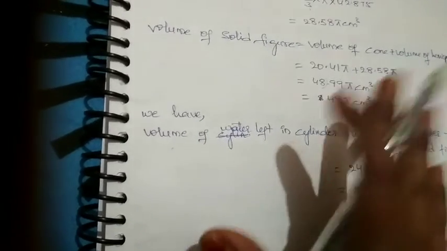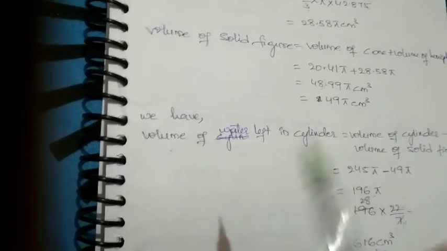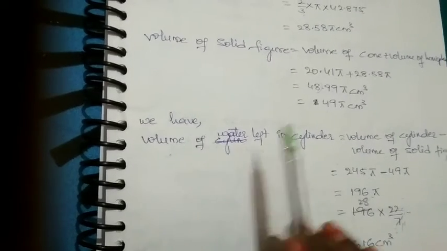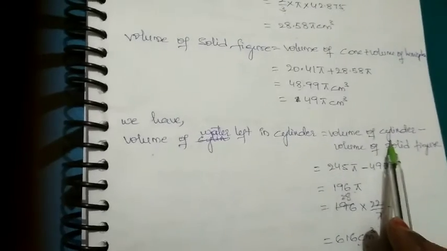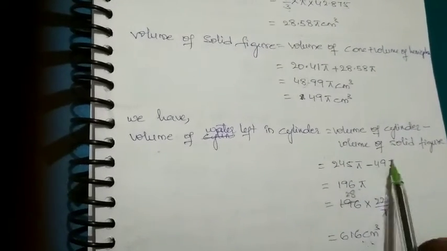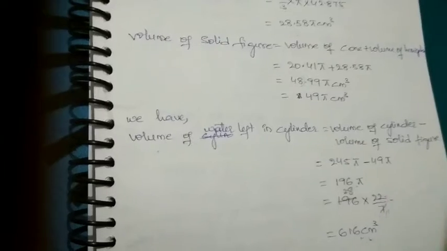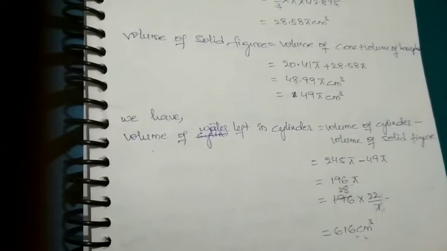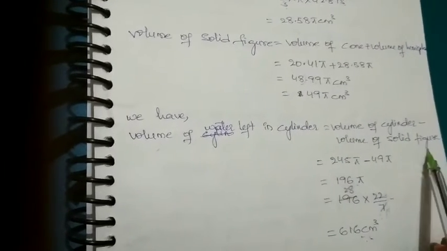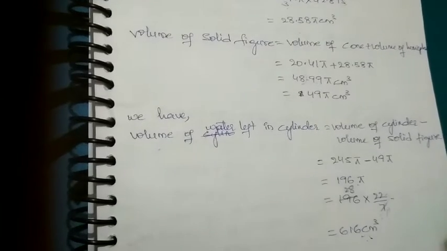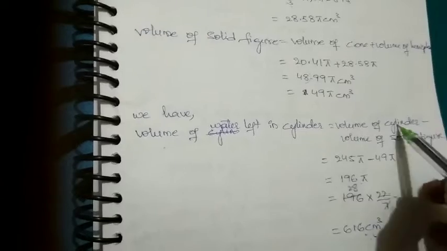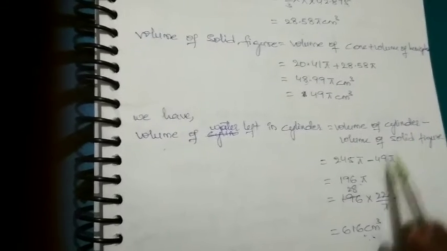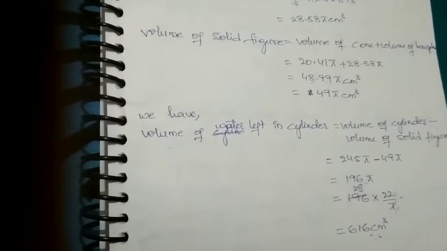Understood? Remember one thing: whenever volume of water or whatever is left in the cylinder, you should subtract from the total volume how much of the figure you are inserting into it, so that water is coming out. If you are inserting this much of solid figure, then that much water will flow out. So you should subtract this from the total volume. Okay, so this will be your answer.